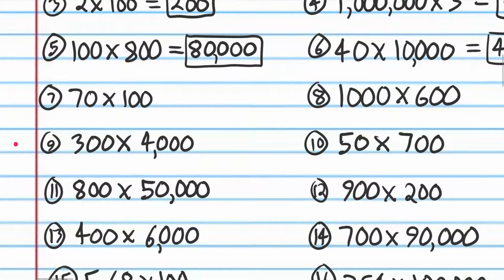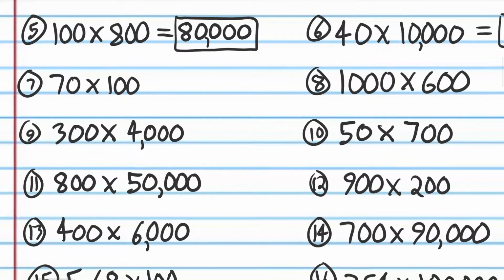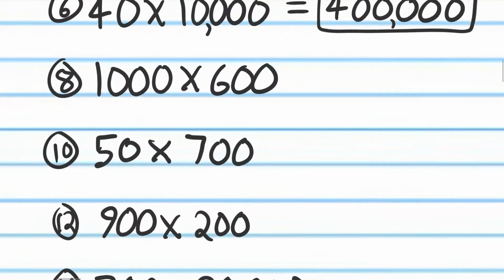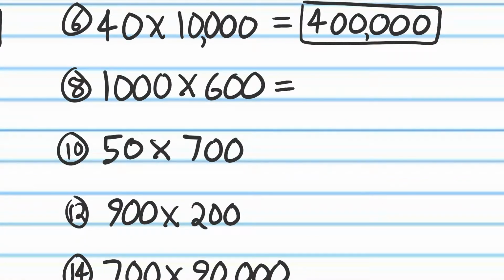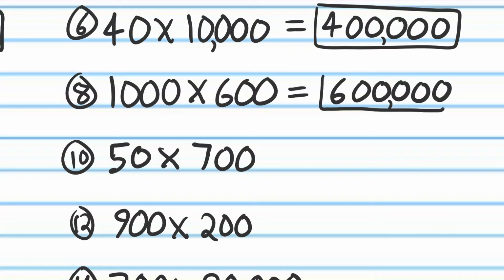So we have the same situation with number 7 and number 8. So go ahead and try number 7 and number 8, and when you come back, we'll do them together. All right, we're back. So you should have 7,000. If you got 7,000, good job. And you should have a 6 with 5 zeros. So that would be 600,000. So if you got 600,000, good job.